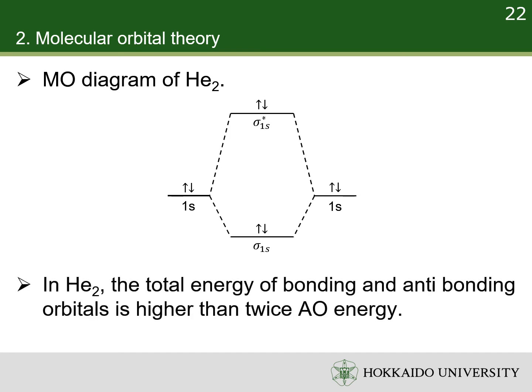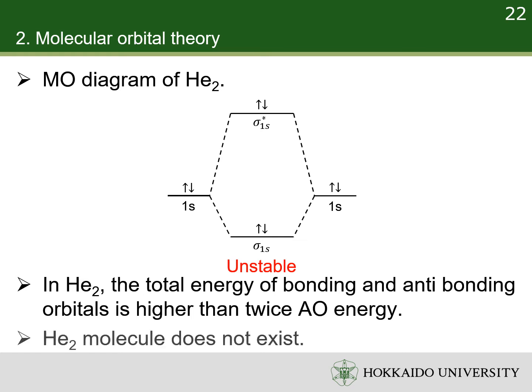The total energy of the bonding and antibonding orbitals is higher than twice that of the atomic orbitals. As a result, the dihelium molecule is not stable. It must dissociate into 2 individual atoms.